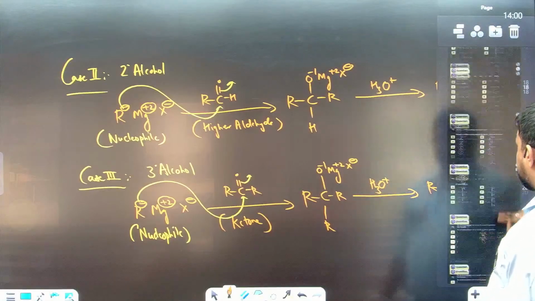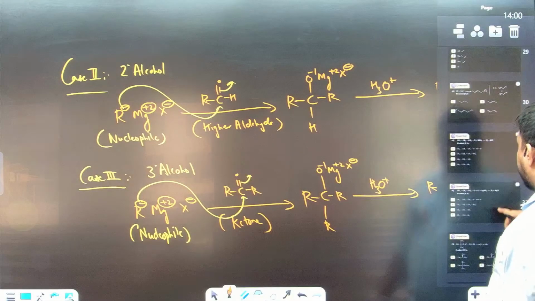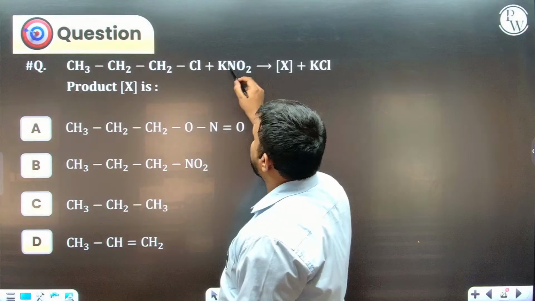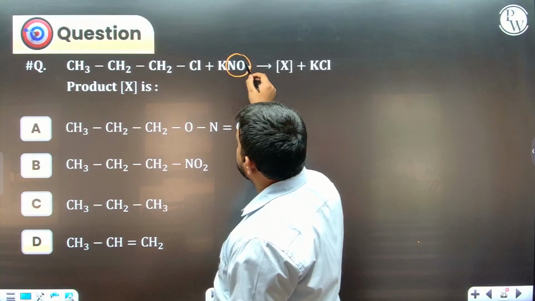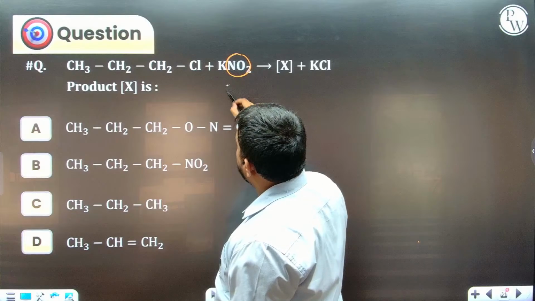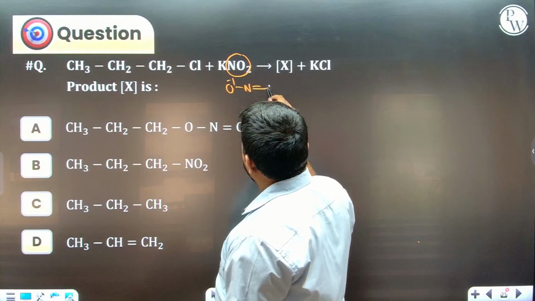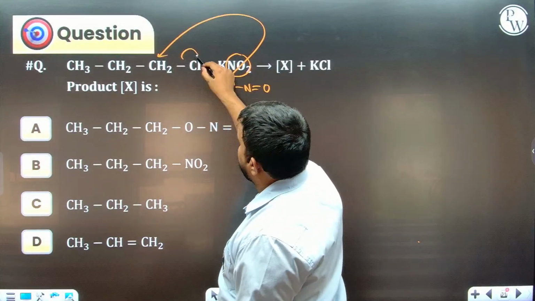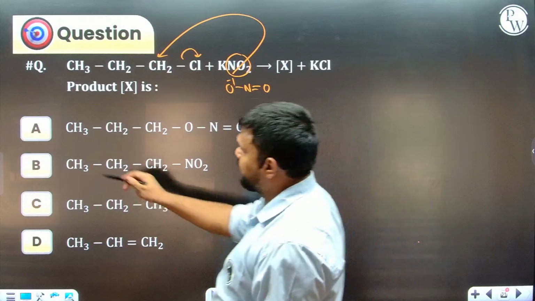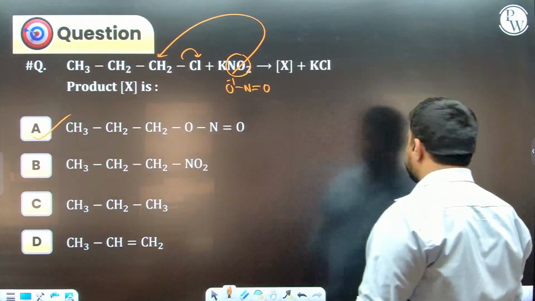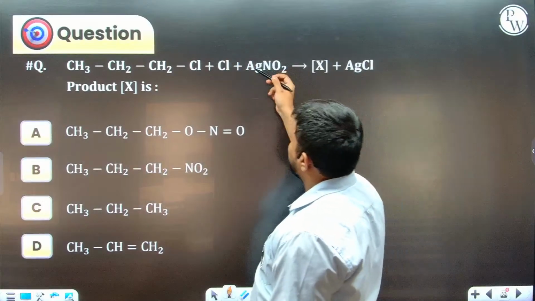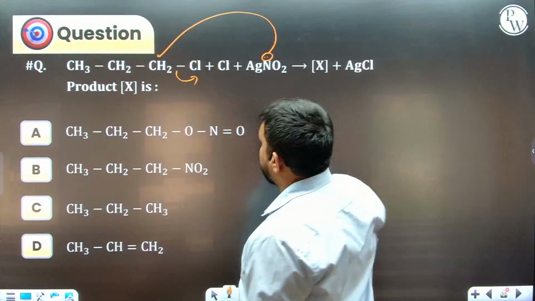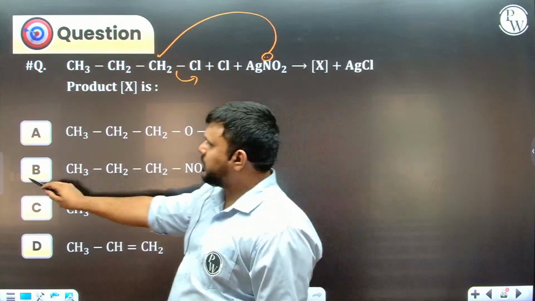So let us see the questions also. They are asking about reacting with KNO2. Already I told you, the O- of NO2- will attack over here and replace the Cl. We will get the first option as the answer. Next, AgNO2. So this nitrogen lone pair will attack and here NO2 will be attached. So option B will be the answer.